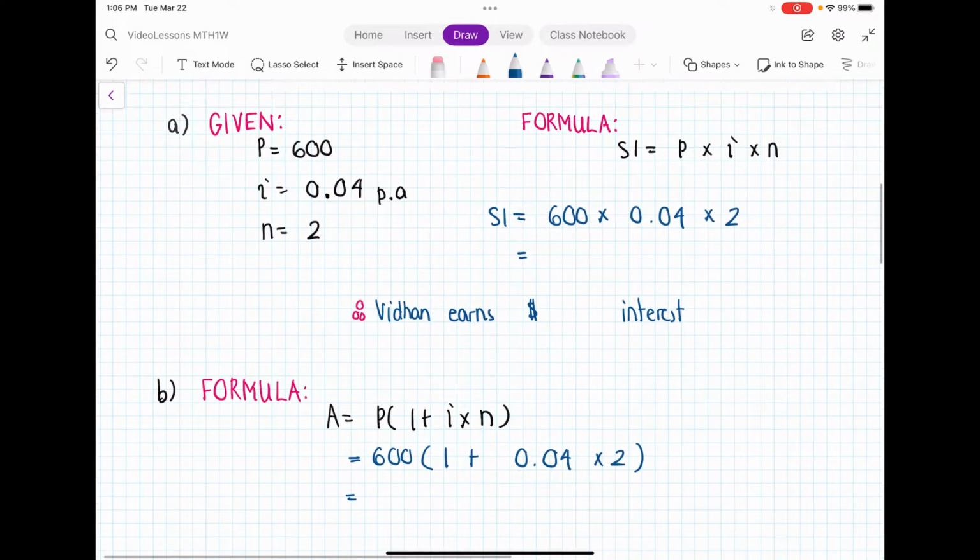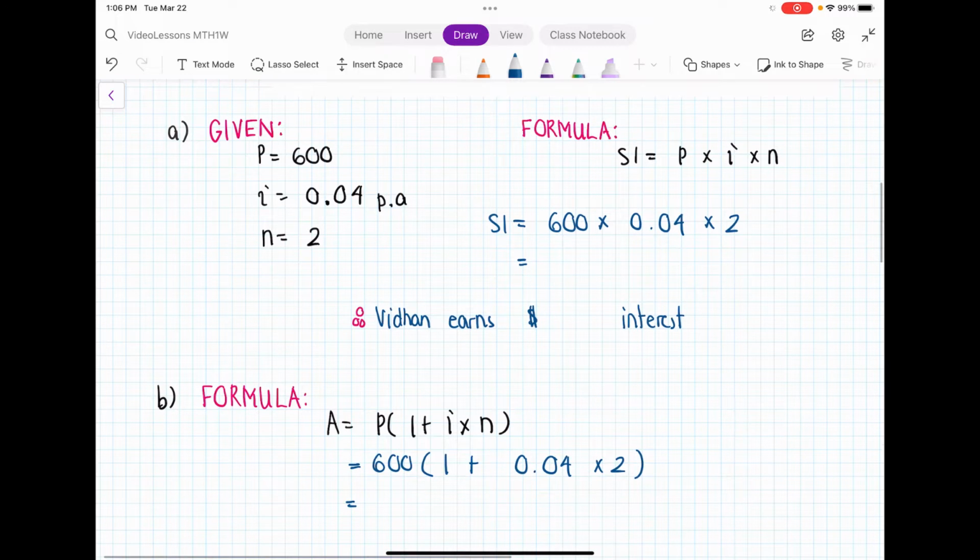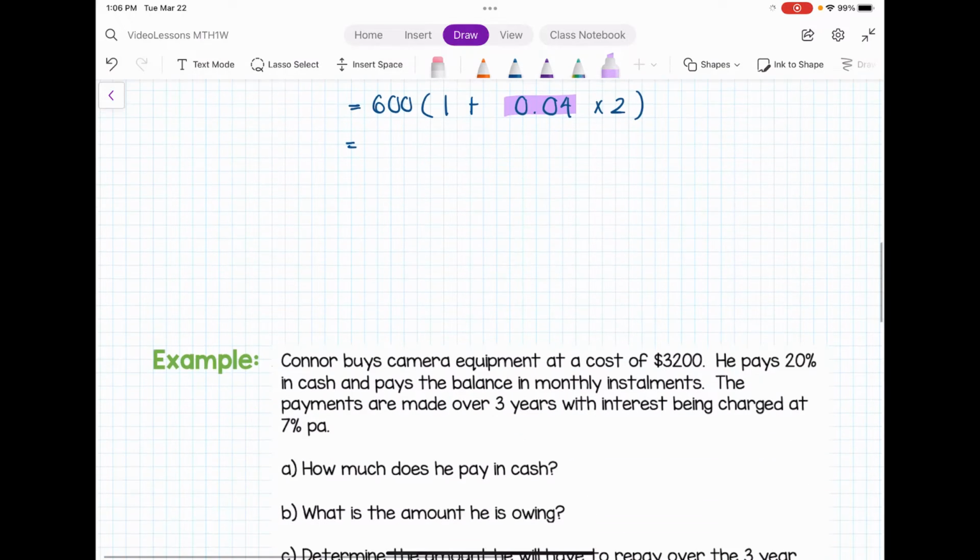What you need to make sure you are doing is you have to give me the interest as a decimal. Okay, you must do that. I don't want you to write 4%. You must write it out as a decimal when we're using it.